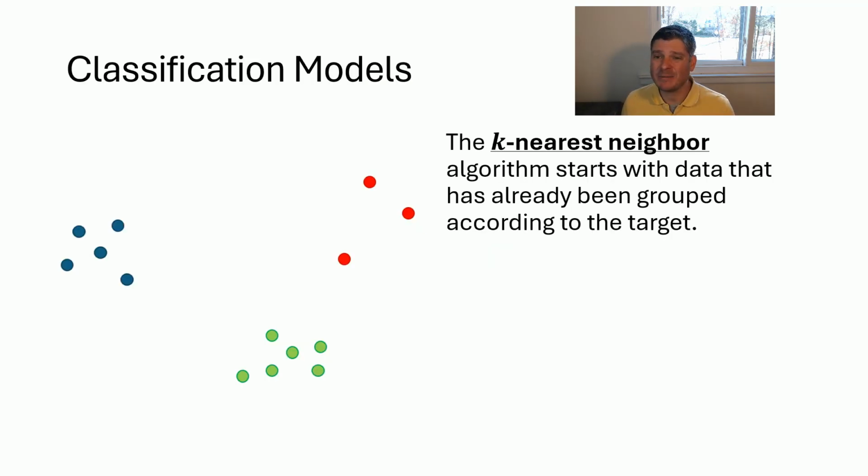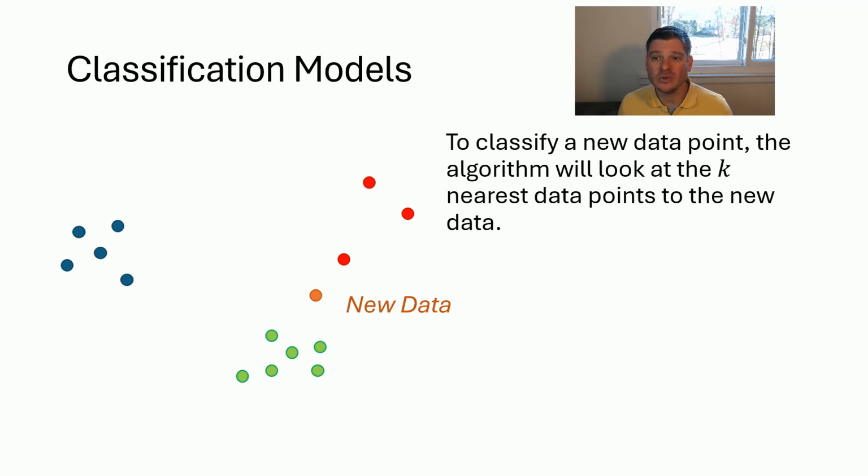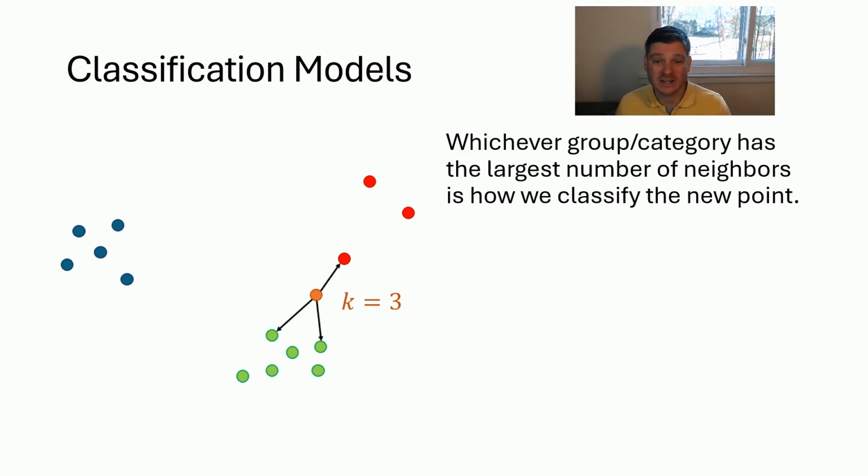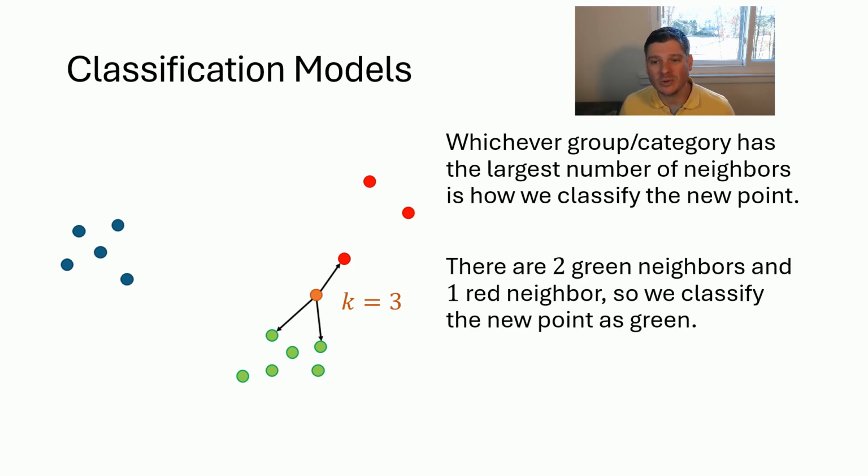So the K-nearest neighbor algorithm. Now again, we start with our data that's already been grouped according to the target. And then when we get new data, to classify this new data point, the algorithm will look at the k nearest data points closest to this new data point. So for example, if I choose k equals 3, because I don't know whether this new data point should be part of the green or maybe the red, because, well, we probably know it's not blue. If I look at the 3 nearest neighbors, well, there's 2 green and 1 red, so I'm going to classify this new point as green because it has more green neighbors instead of classifying it as red.